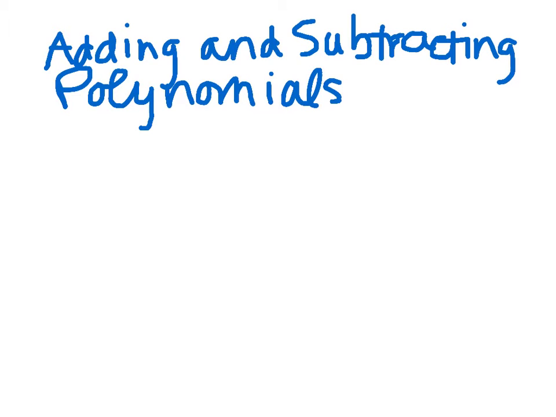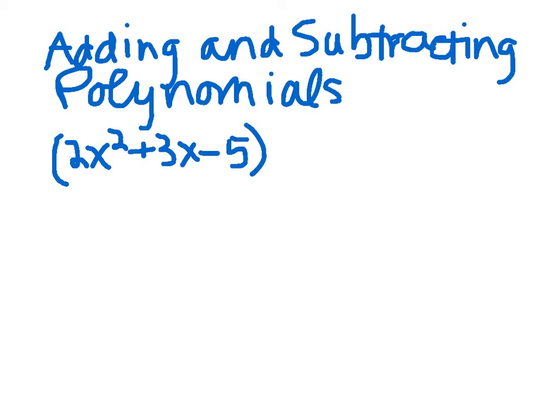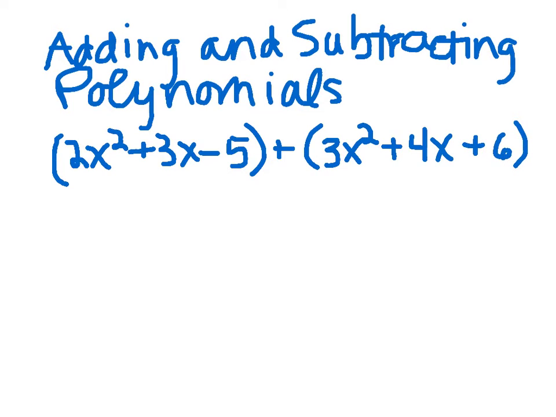Continuing on the theme of simplifying polynomials by combining the like terms, you can derive from that whole notion how we will add or subtract polynomials. So here's a polynomial, 2x squared plus 3x minus 5. And here's another polynomial, 3x squared plus 4x plus 6. We know that they're polynomials because we've got addition signs or subtraction signs.